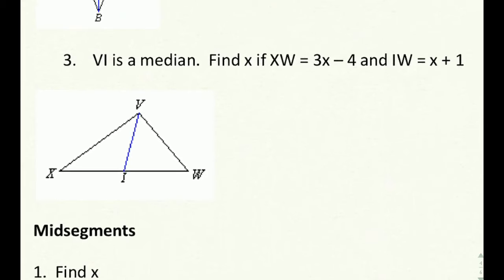Finally, number 3, VI is a median. So VI is a median, which means these are cut into two equal pieces. Find x if XW, this whole thing here, is equal to 3x minus 4.